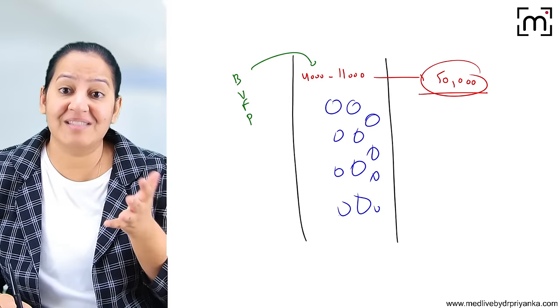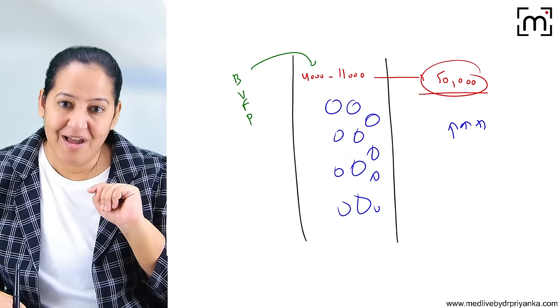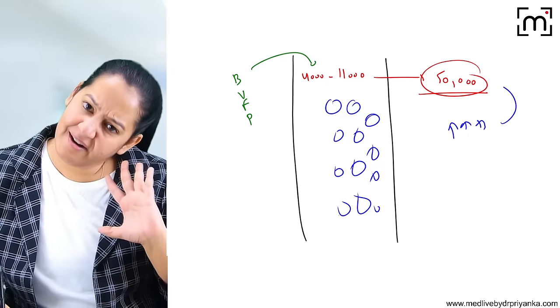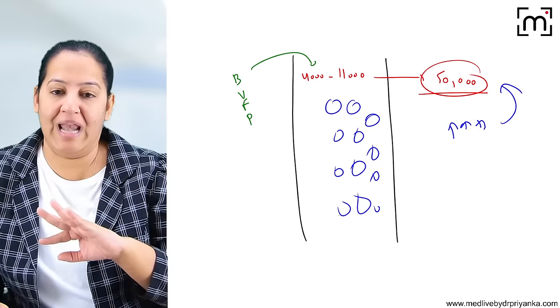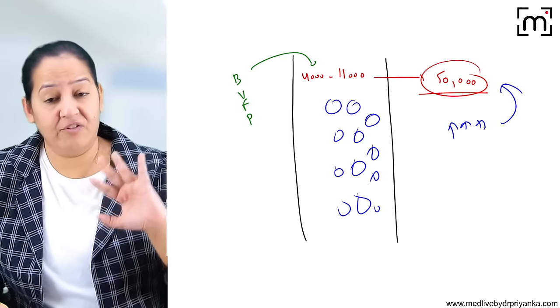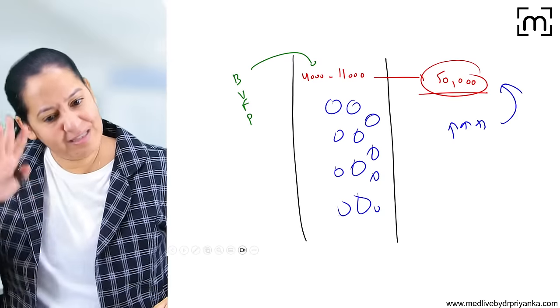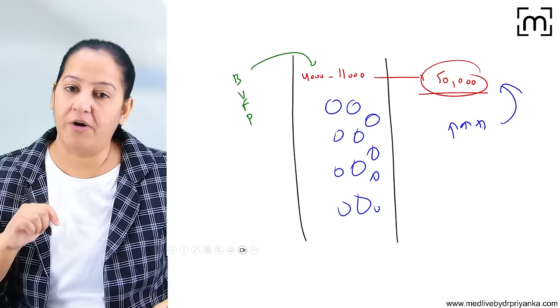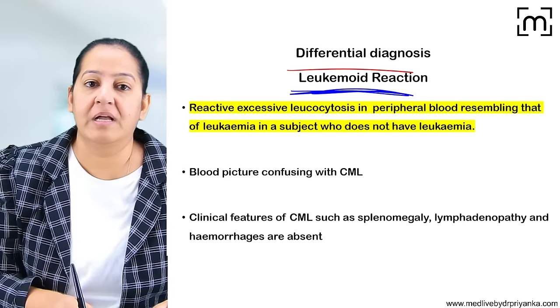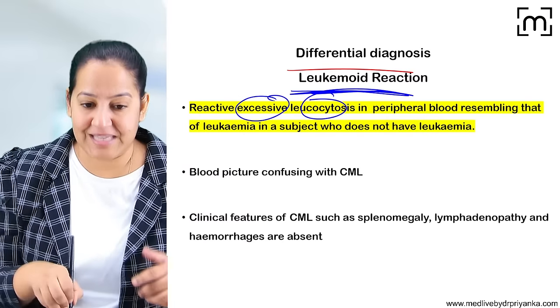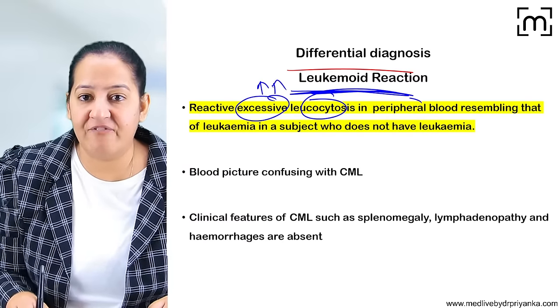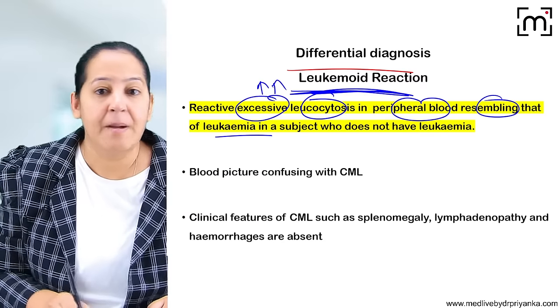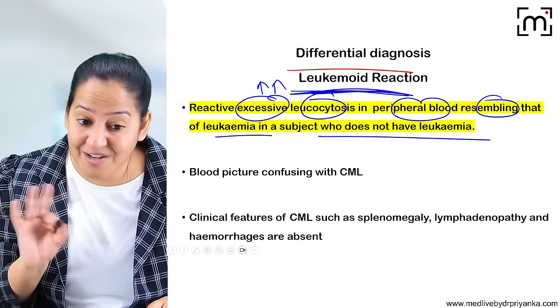In response to infection, sometimes the WBC count is too high, but it's never more than 1 lakh. It will be nearly 50,000, maximum up to 1 lakh, but it will never cross 1 lakh. In CML, it is 2 lakh, 3 lakh like that. How many of you got it? This one is reactive. That is leukemoid reaction. It is excessive leukocytosis, I mean increased WBC count in the peripheral blood that resembles CML, but the patient doesn't have CML. So don't start imatinib here.